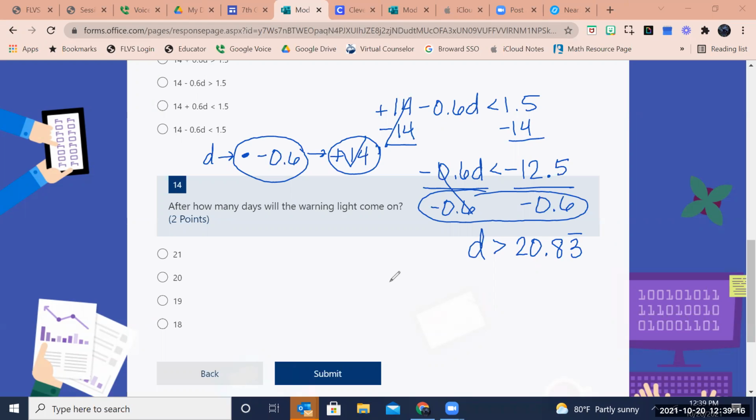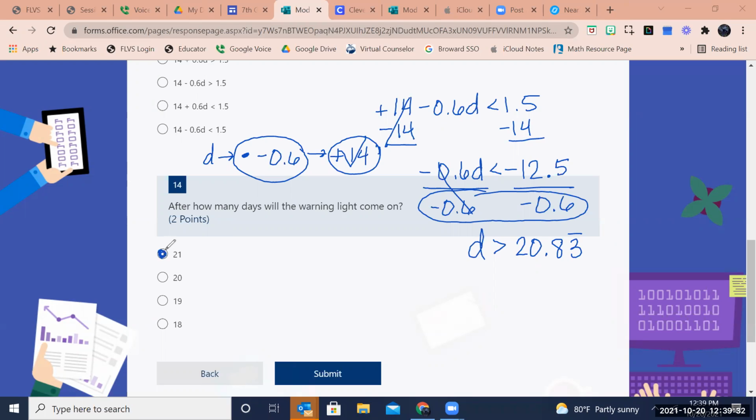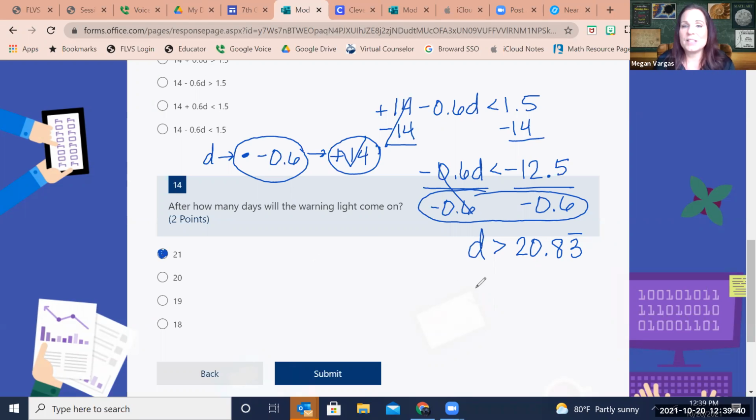So what do we do? Do we have to round it up? Well, it has to be a whole number, obviously, based on the answer choices. And it has to be greater than 20.833333. What's the only answer choice? Yeah, that's the only one. Yes. So you do round because of the 8, but that's not the only reason, Madison, because if this said D is less than 20.833333, then I would say that it needs to be 20. So it's really more based on what the inequality says.